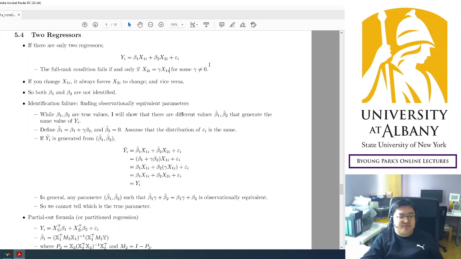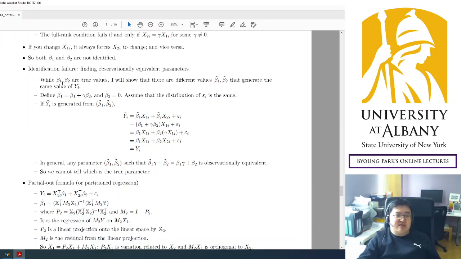So that's the intuition. How can we prove that identification fails? It's simple. The mathematical proof is to show a counterexample. Suppose that beta 1 and beta 2 are the true values. Then I will show that there are observationally equivalent parameter values. That was the definition of identification failure. So I will show that there is a different value of beta 1 and beta 2 which is observationally equivalent.